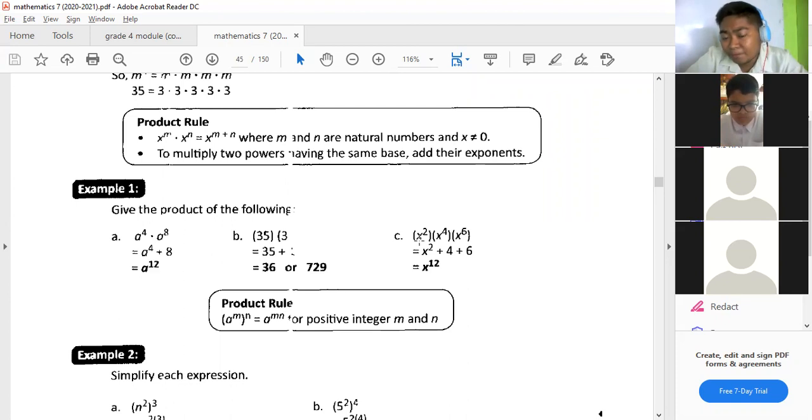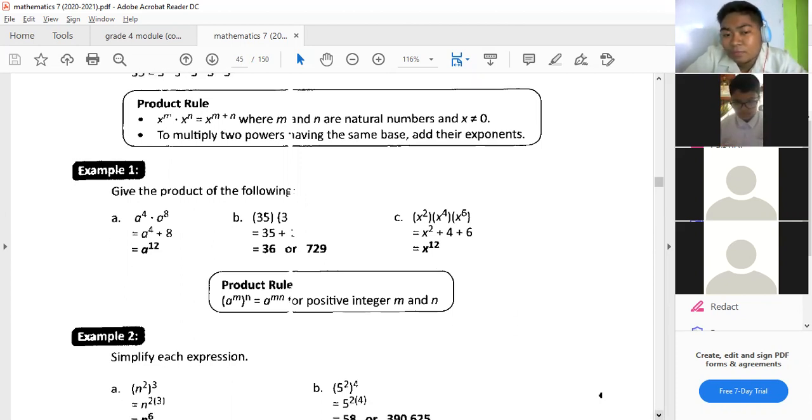For example, we have x squared multiplied to x raised to 4 multiplied to x raised to 6. So, ang gagawin mo lang dyan ay copy the base, copy the variable. So, x, that would be x, add the exponents. So, 2 plus 4 plus 6. That would be x raised to 12. That is the product rule. So, kapag may pinag-multiply ka, basta magkaparehas ng base or magkaparehas ng variable, i-add mo lang yung exponent. Nakuha?